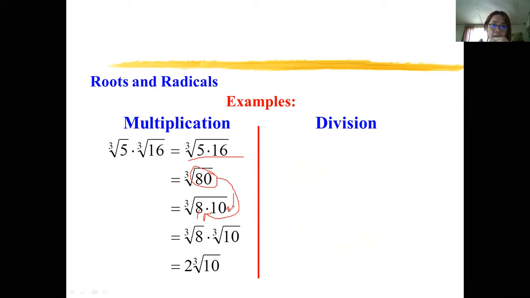So we have 8 times 10. So 8, separate them, applying the rule for multiplication, then the cube root of 8, and then the cube root of 10. So that gives us the cube root of 8, which is 2. Multiply it to the cube root of 10. That's why our answer is 2 cube root of 10. So I hope everybody got it correctly.